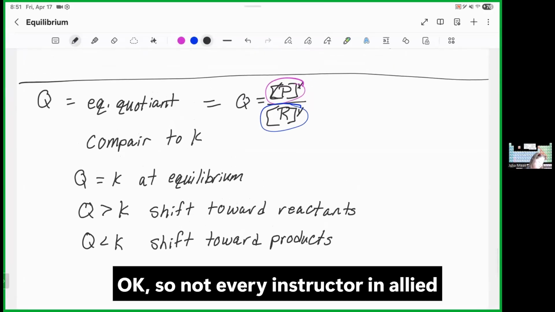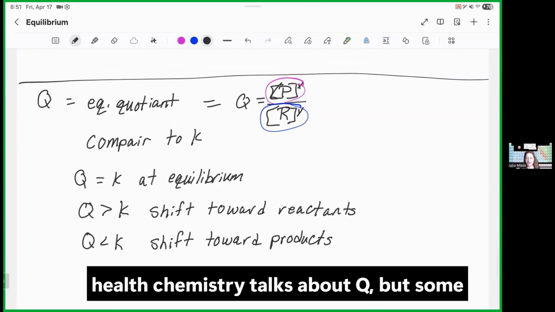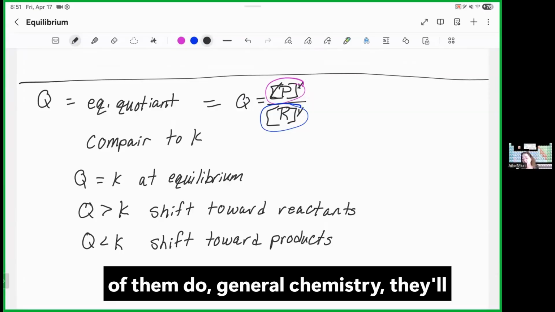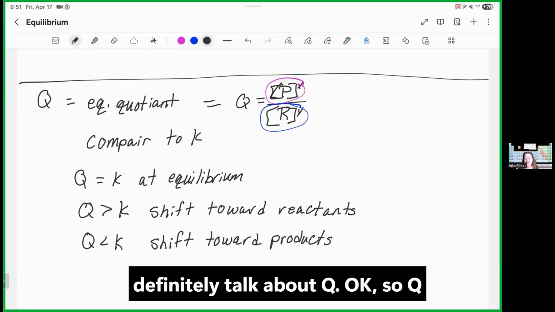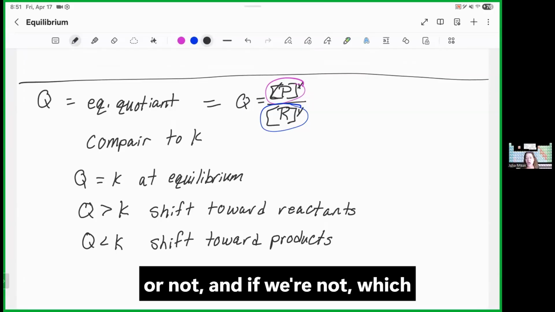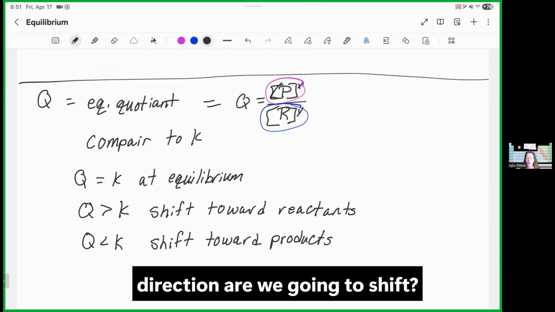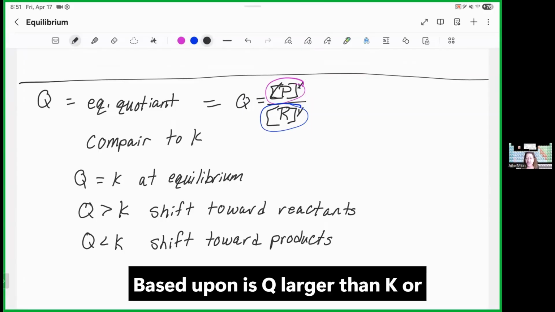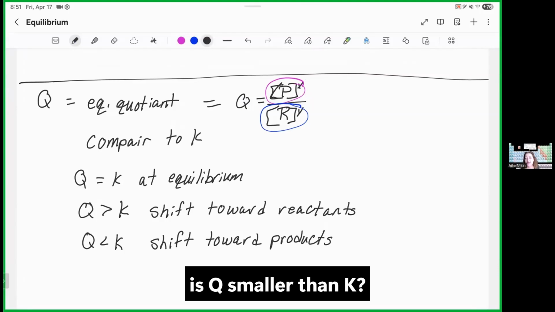Okay. So not every instructor in allied health chemistry talks about Q, but some of them do. General chemistry, they'll definitely talk about Q. Okay, so Q tells us if we are at equilibrium or not. And if we're not, which direction are we going to shift based upon is Q larger than K or is Q smaller than K?